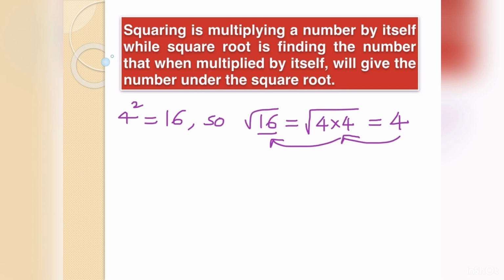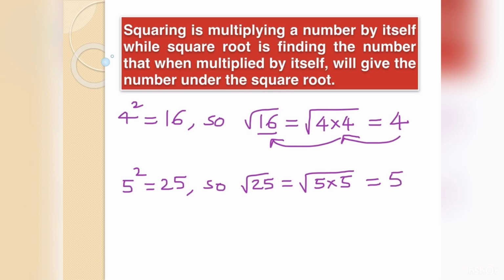Let's see one more example. 5 square is equal to 25. So, square root of 25 is equal to, now let's see, 25 can be written as 5 times 5. So, 5 is the number which when multiplied by itself gives the radicand 25.